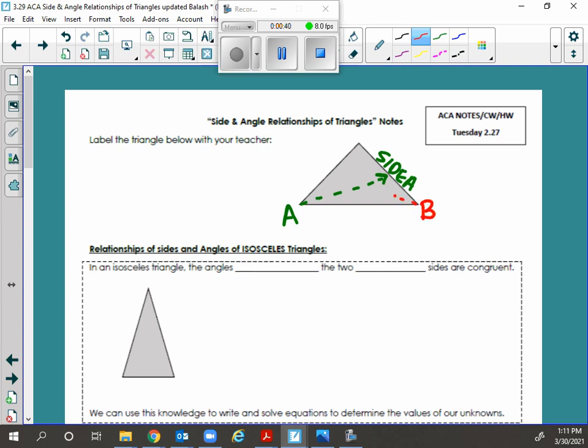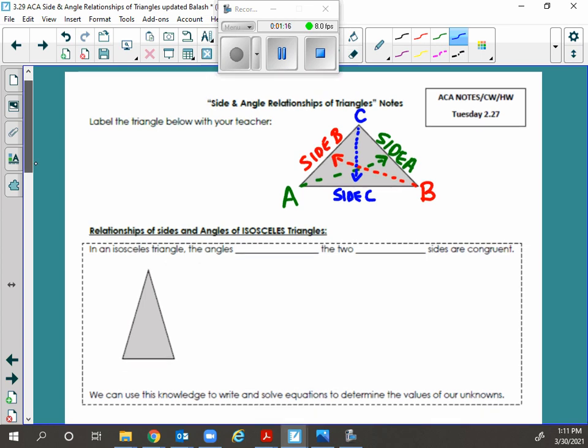Angle B is going to go across to, you guessed it, side B. I'm going to switch colors once more. And angle C is going to be at the top. And the side that goes along with angle C is at the bottom, across the triangle. And it's important that we know that the angles correlate with the opposite side. It's very important that we remember this.